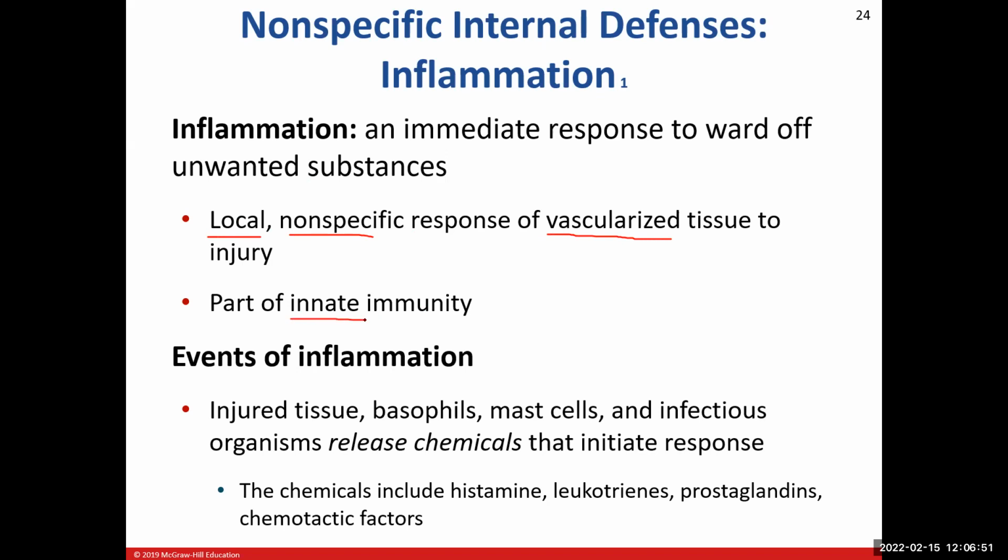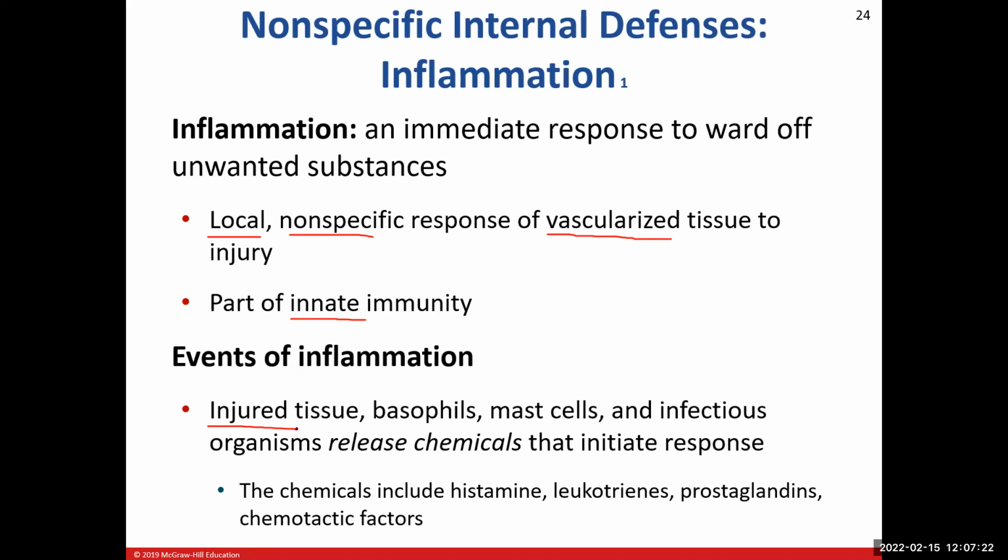All right, so let's walk through the events of inflammation. Now, we talked a little bit about this in chapter 6, when we talked about the healing process of the skin. We didn't really focus on the events of inflammation because that's part of the healing process. But now we're going to get into the specifics of inflammation. So in order to have inflammation, you have to have injured tissue. Okay? So here's what happens.